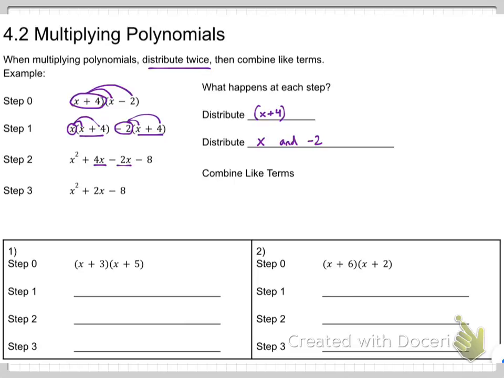The last step is to combine like terms. Here the like terms are 4x and negative 2x. 4 minus 2 is 2, so we get x squared plus 2x minus 8.